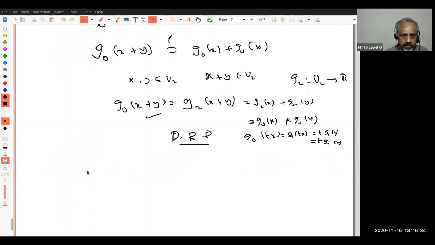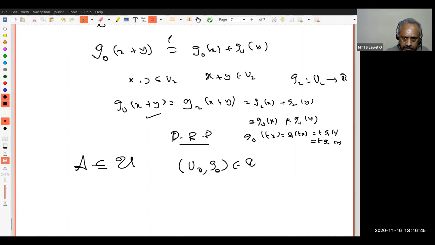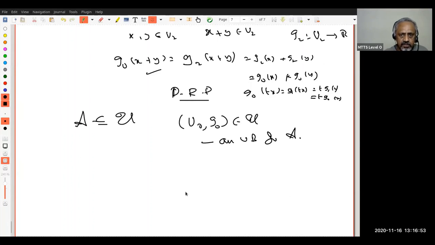Okay. Therefore, given a totally ordered subset of this, I would have shown G naught, U naught belongs to script U, and it's an upper bound for script A. All this work is only to conclude what? Zorn's lemma is applicable. This is ordinary Z, not integers. It can be applied.